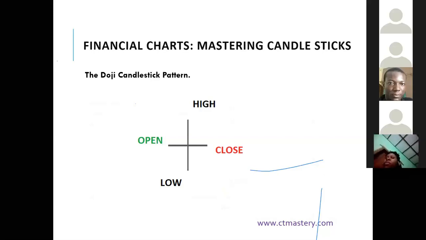Doji is a very simple candlestick pattern. It depicts indecision in the market. The doji happens when the opening price and the closing price are the same or almost the same. So if you look at this candlestick pattern, it means that the price opened here, went down, came up, and still closed at about that same price. When this happens, we say, we don't know, we're not decided. We can't say who is taking control of the market.